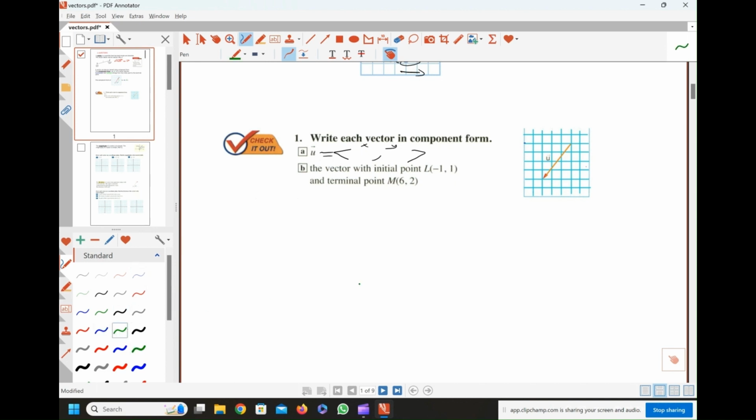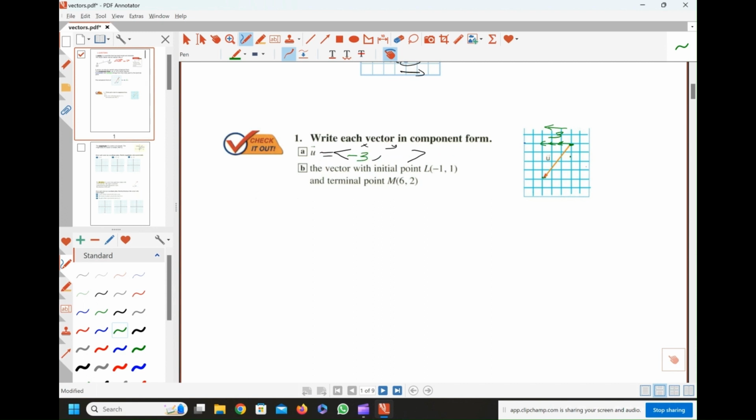First x. This is the initial point, and that is the terminal point. From initial to terminal, how many units should you go? 1, 2, 3 units. You should go 3 units away, in the negative direction. You are going to the left, so the sign of this number will be negative. So x is negative 3.